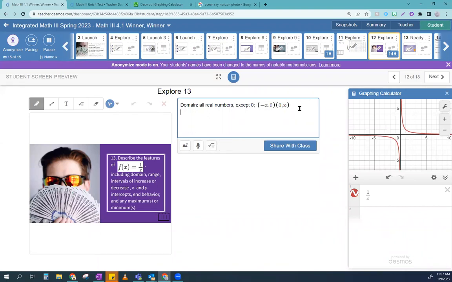The next one, range. Range is the same thing, except instead of looking from left to right, we're looking from bottom to top. Are there any numbers here that we will never get? Yeah, 0 again, Miss Johnson. Exactly. So I'm going to copy this again. Here, here, here, done. Everybody okay with this? Yeah. Okay. So the next one is intervals of increase. Increasing.